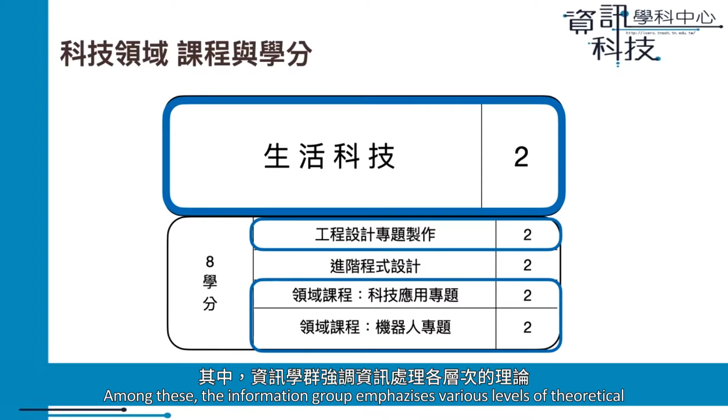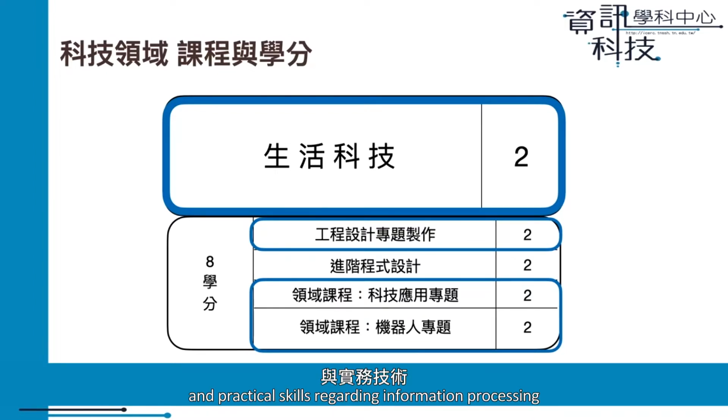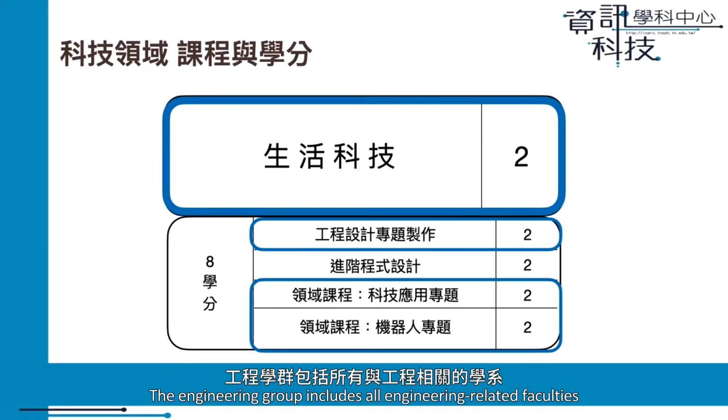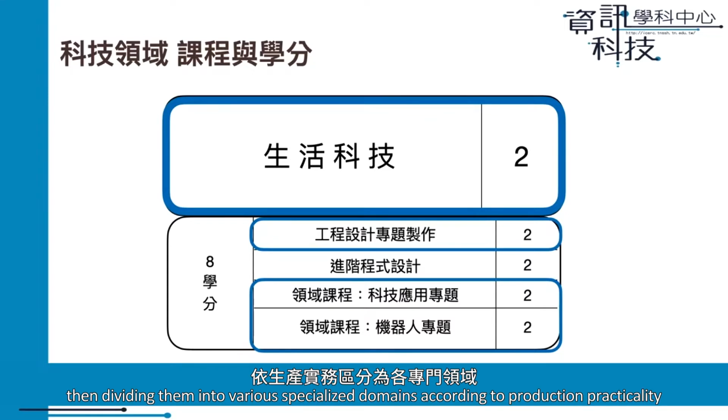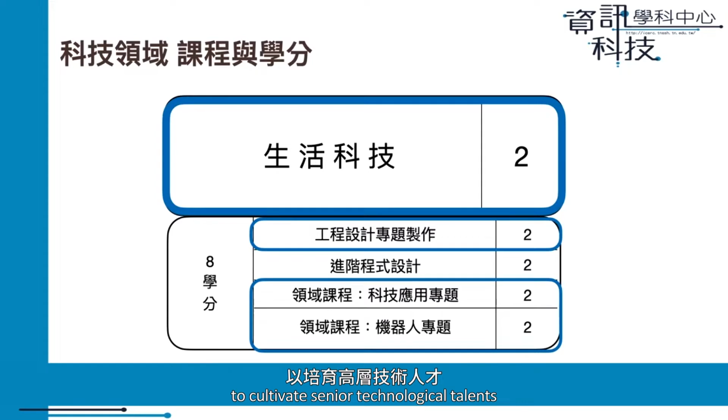Among these, the Information Group emphasizes various levels of theoretical and practical skills regarding information processing, including computer program design and system computer hardware and software structure, network setup, information security, organizational planning, and management of information systems. The Engineering Group includes all engineering-related faculties, combining fundamental science knowledge with engineering techniques, then dividing them into various specialized domains according to production practicality to cultivate senior technological talents.